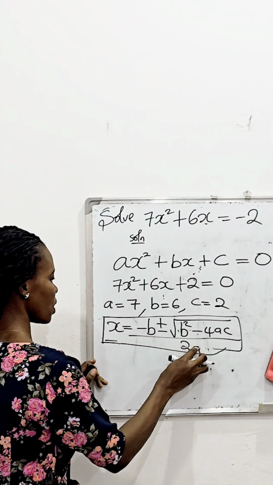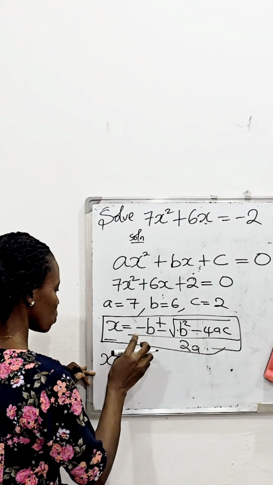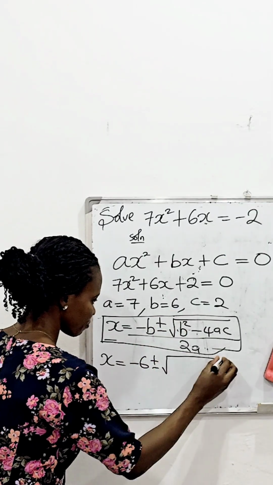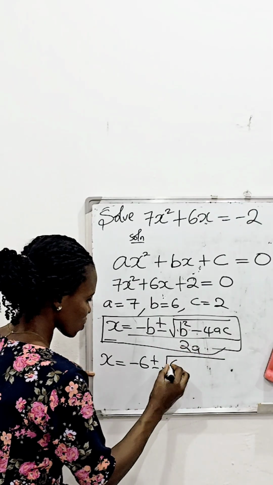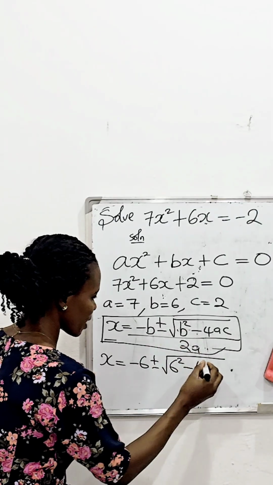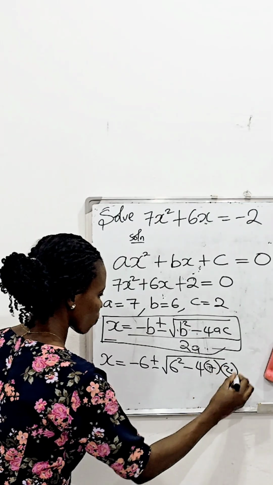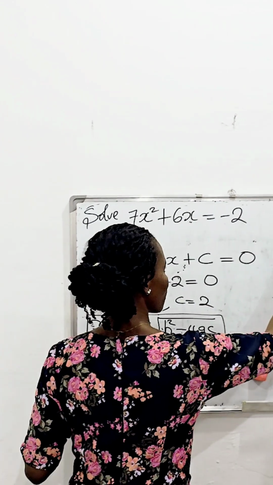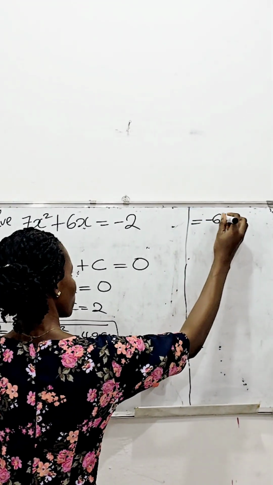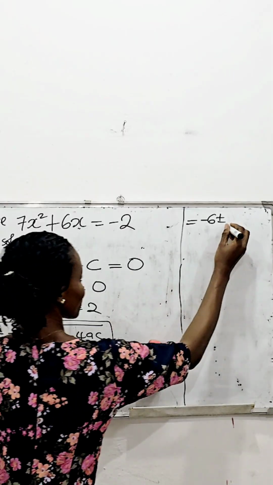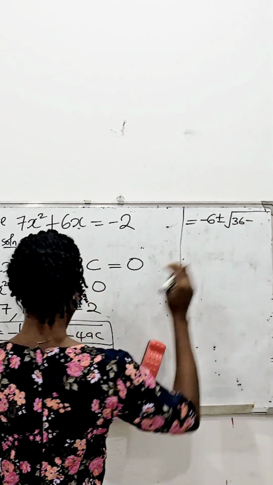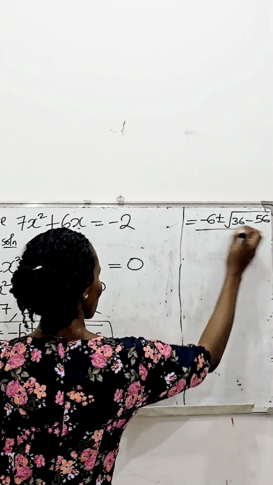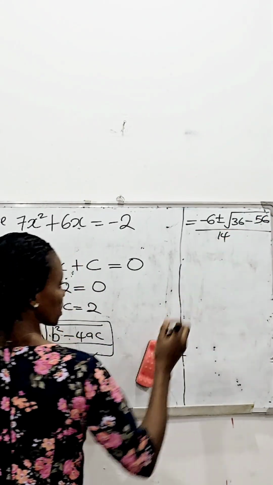Alright. So we have x is equal to minus, what is my b? 6, plus or minus the square root of b squared, which is what? 6 squared minus 4 times a, 7, times c, 2, all over 2 times a, which is 7. Okay, so we'll continue here. Minus 6 plus or minus the square root of 6 squared, which gives me 36, minus 4 times 7 times 2, which gives me 56, all over 2 times 7, which gives me 14.